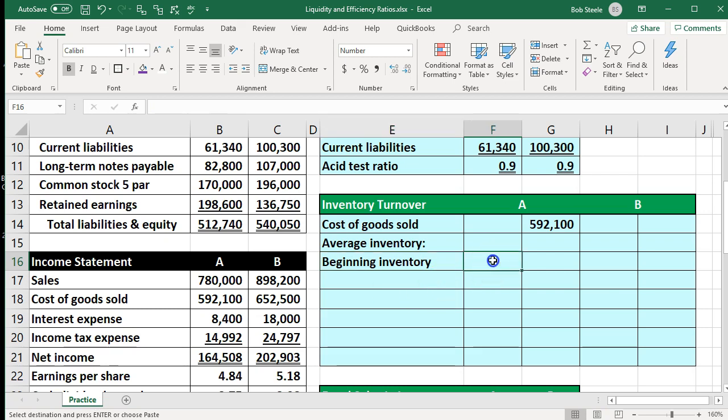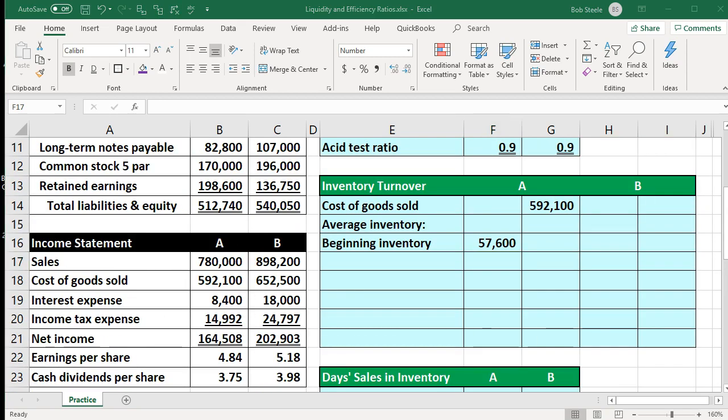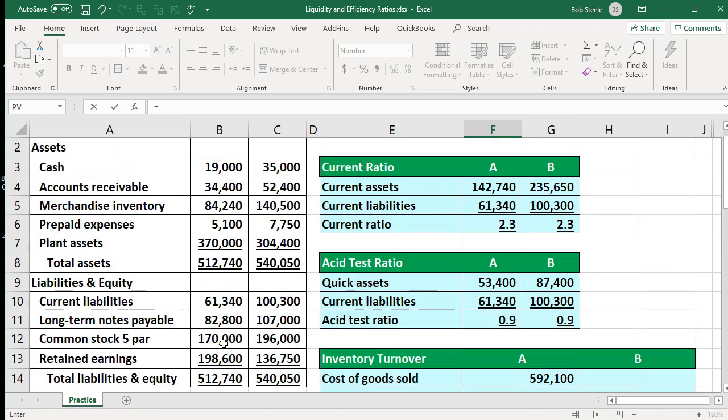So the beginning amount isn't on our financial statements, because these show the ending amount. Where do I get the beginning amount? From the prior year's financial statements, because those are the ending of the prior year and therefore the beginning of the current year. So in our data, it's going to be in this other information from the prior financial statements. We're going to be picking up the beginning merchandise inventory, the 57,600. And then we want the ending inventory, which we're looking for on the balance sheet.